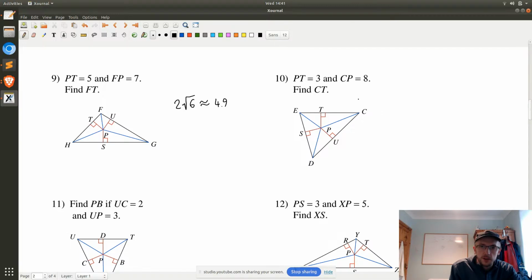PT is 3. This is 8. 3 and 8, we need to find that. So 64 take 9, which is 55, and so root 55. 7.4. And we check, and that's all correct.